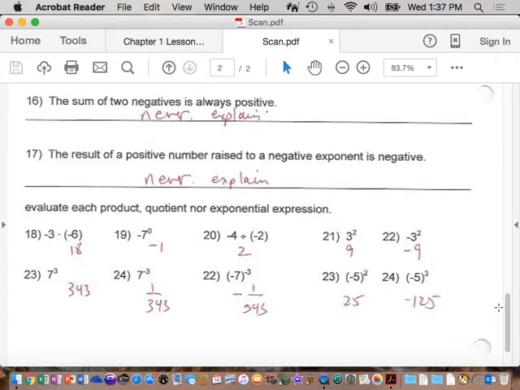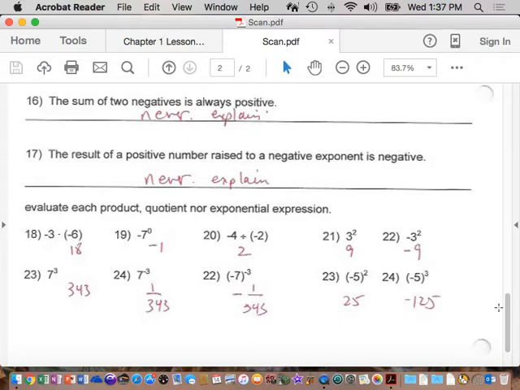The sum of two negatives is always positive. That's never true. What's negative 3 plus negative 2? Negative 5. Is that a positive answer? No, it's a negative answer. It'll always be negative.